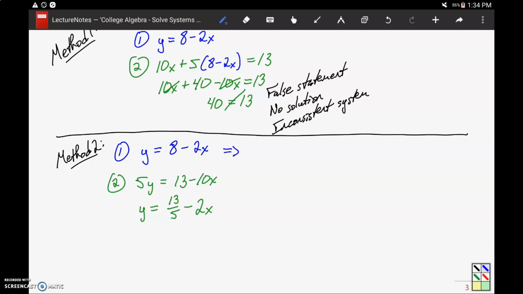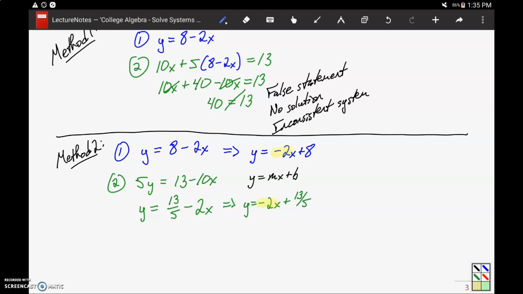If we take one more step, just rearranging the order of the terms on the right-hand side, we could rewrite this as y equals negative 2x plus 8, and y equals negative 2x plus 13/5. So now what we have are both equations rewritten in y equals mx plus b form, that's slope-intercept form. And if we recall some of the characteristics of slope and intercept and what they mean about our lines, we can see that we have identical slopes.